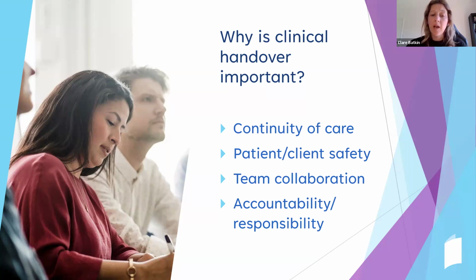And finally, it can support accountability and responsibility. When we get through the ISBAR examples, one of the last things at the end is a recommendation, which talks about who does what now. If you're including that in your clinical handover and clearly defining who's going to do what next, who's responsible for it, and in what time frame, that's going to be really good for accountability and responsibility, so that, again, things aren't missed in the patient's journey.